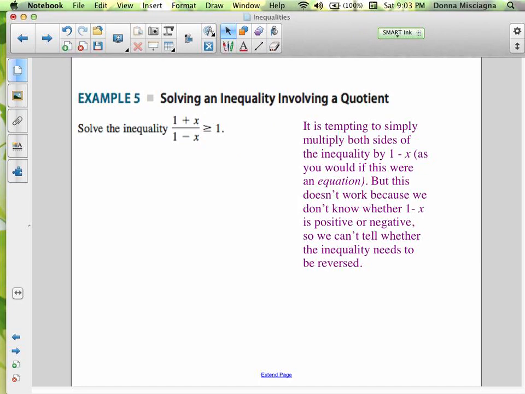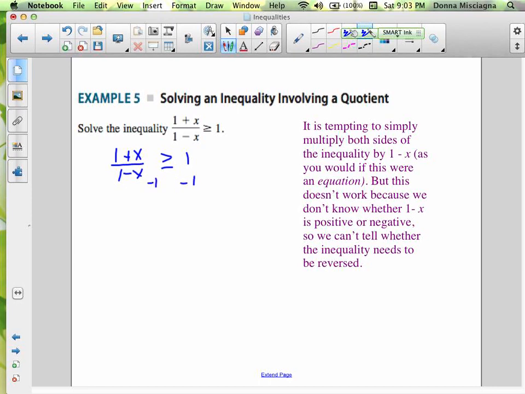What we're going to do is get everything on one side and set it equal to 0. Then, once it's simplified, we can determine whether our factors are positive or negative, and whether the whole quotient is positive or negative, and look for our answers. All right, so we have 1 plus x divided by 1 minus x is greater than or equal to 1. We want to move the 1 to the other side, so we're going to subtract 1 from both sides. So now we have 1 plus x divided by 1 minus x, minus 1, is greater than or equal to 0. We need to combine the terms into one fraction.